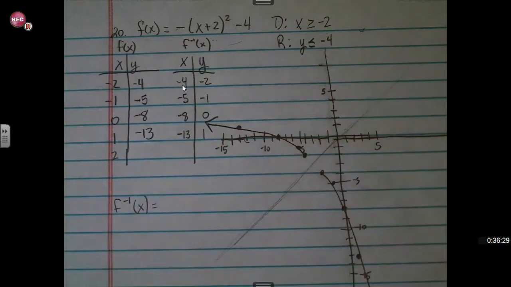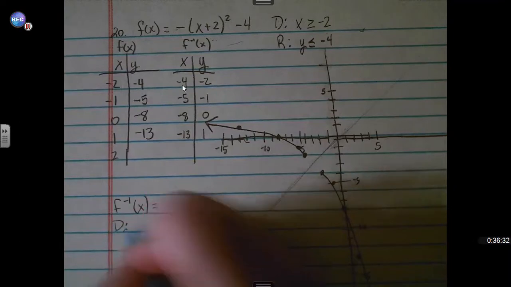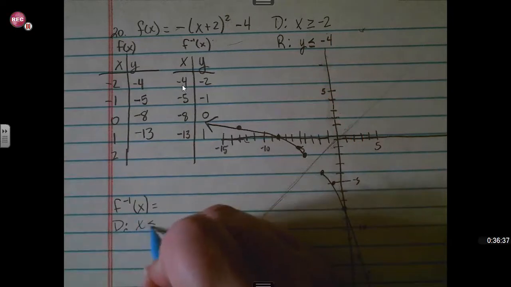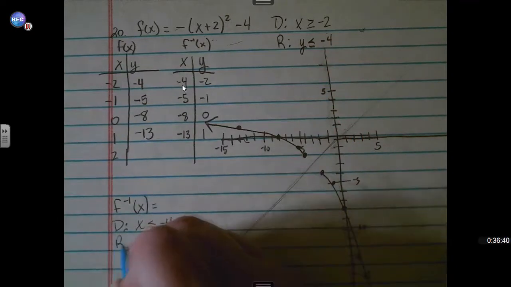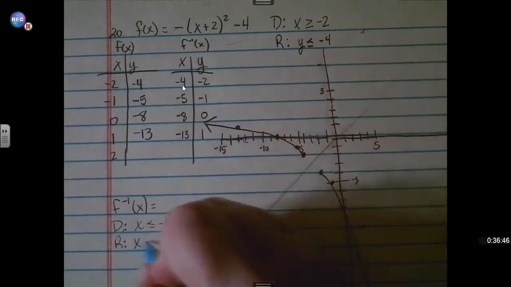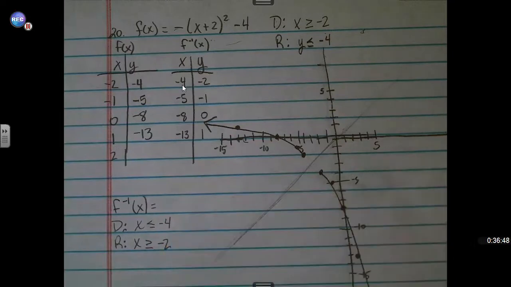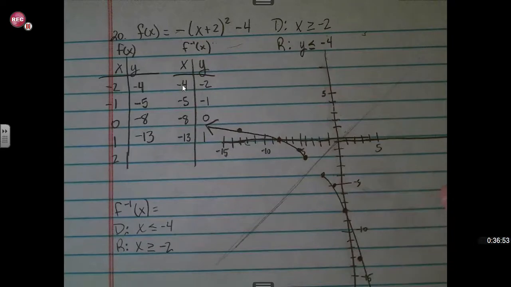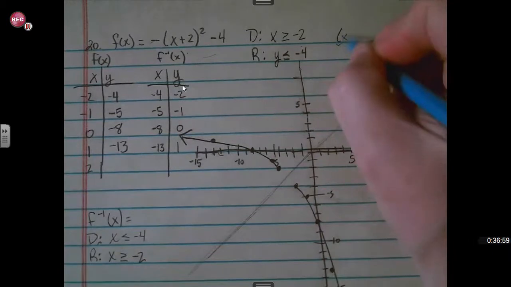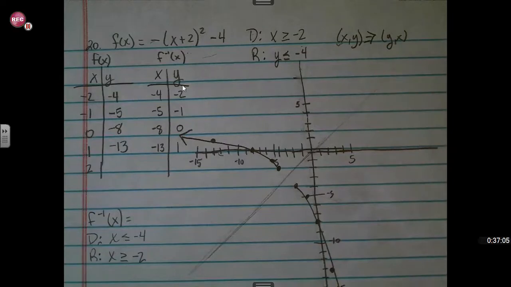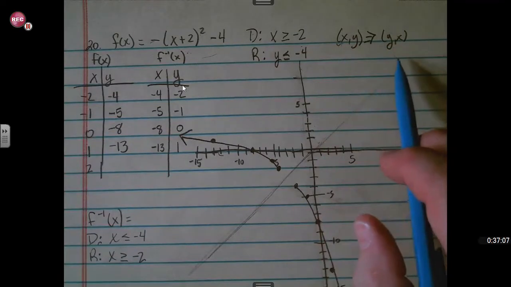the rule for that yet, the domain is what I have for the range up here. So the domain is x is less than or equal to -4. And the range is what I have for the domain up here. X is greater than or equal to -2. And that's why I take the time to write that up there. And the reason that it switches like that is because xy, if you remember, gets mapped into yx. So the domain here becomes the range over here, etc.